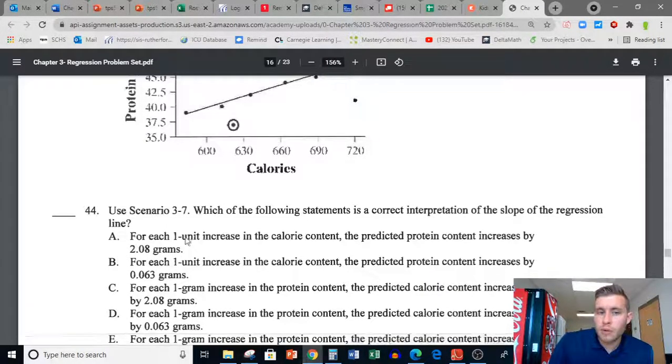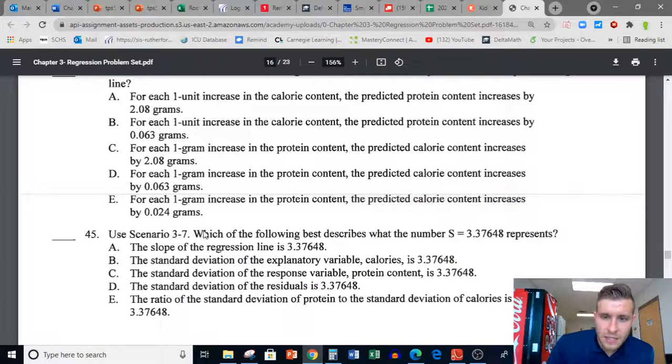That's that slope. Next, which of the following best describes what S 3.37648 represents? Now, that should tell us, or this is the standard deviation anytime you see S, but which one best describes this?